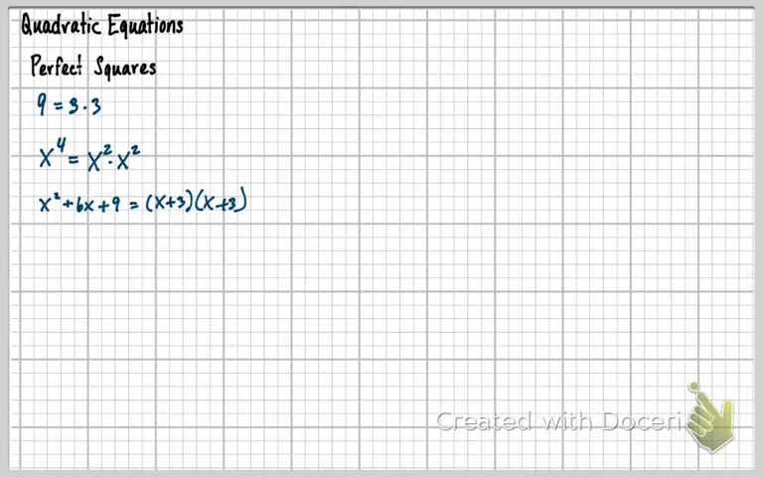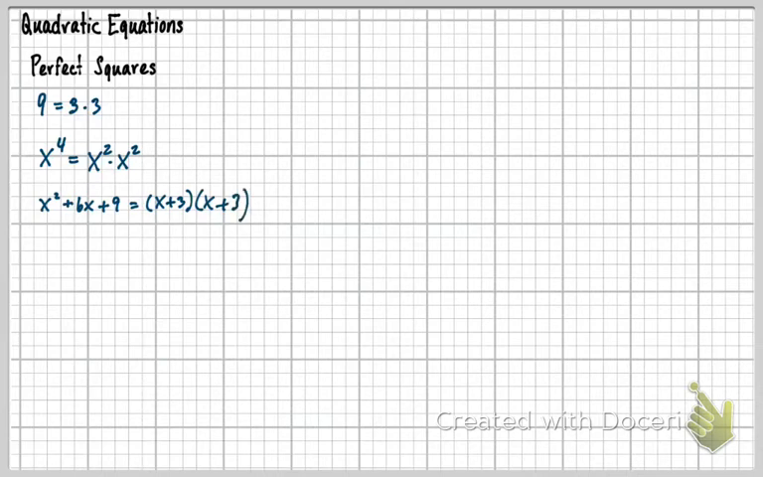Now if I multiply this out, I'm just going to show you that's going to give me the x squared, and then plus 3x plus 3x plus 9. Then if I put my two middle terms together, I'm going to get x squared plus 6x plus 9. So we can see that it works. Okay, and that's what I wanted you to see here. So now that you see that it works, let's try to come up with these on our own.